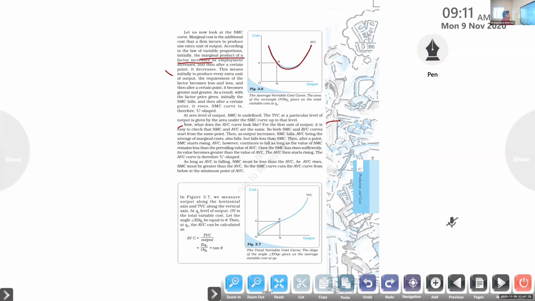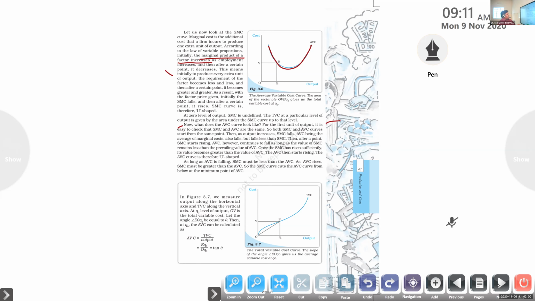So both SMC and AVC curves start from the same point. Then as output increases, SMC falls. AVC, being the average of marginal cost, also falls, but falls less than the SMC. Then after a point, the SMC starts rising. Average variable cost, however, continues to fall as long as the value of SMC remains less than the prevailing value of average variable cost. Once the short-run marginal cost has risen sufficiently, its value becomes greater than the value of average variable cost. The average variable cost then starts rising, and the AVC curve is therefore U-shaped.